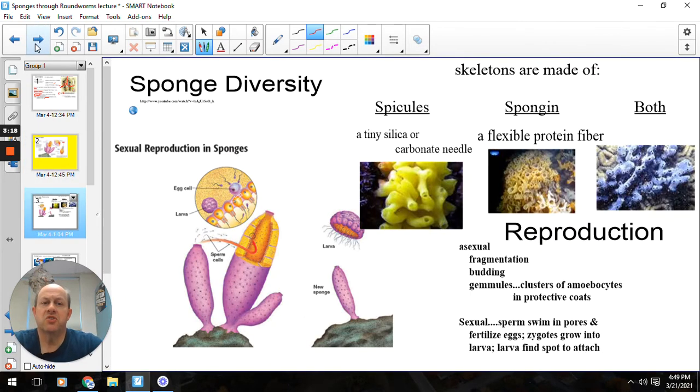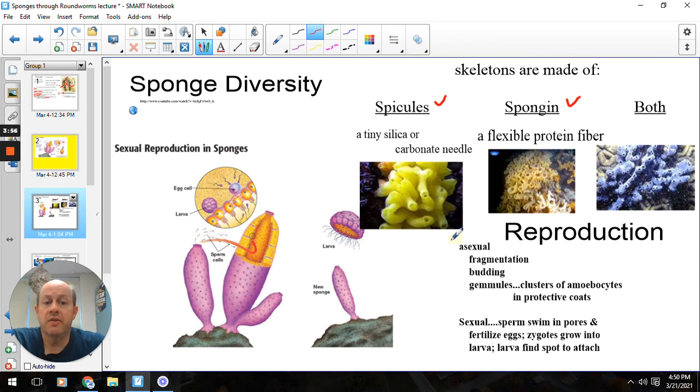As far as sponge diversity goes, it kind of depends on how the skeleton is put together. So we have these particles called spicules and spongin. So spicules are kind of more carbonate or silica, needle-based, and so the sponge is going to be a little bit harder. Whereas spongin is more of a protein fiber, and it's going to allow for a little bit more flexibility of the sponge. And so depending on if you are more of a spicule sponge or a spongin sponge or if you have some of both, will kind of determine what kind of classification we put you in for your sponge categories.